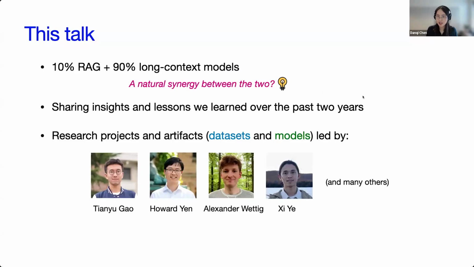So today my plan is to share a couple of projects we have worked on in long context models over the past one or two years. More importantly, I would like to share some insights and even a few painful lessons we learned when we developed these projects. The work I'm going to discuss today has been led by a group of amazing postdocs and students, and I would like to acknowledge them at the beginning. This includes my students Tianyu Gao, Howard Yen, Alex Wettig, our postdoc Xi Ye, and many others.